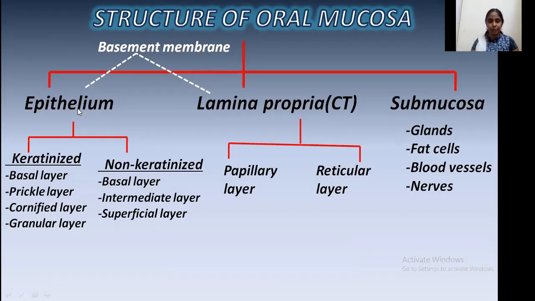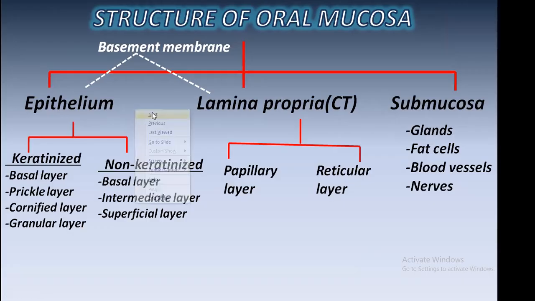Now, the structure of the oral mucosa can be divided into epithelium, lamina propria or the connective tissue, and the submucosa. Between the epithelium and the lamina propria, you have something called the basement membrane. The epithelium can be keratinized or non-keratinized. The lamina propria has two layers, papillary and reticular, and the submucosa has glands, fat cells, blood vessels, and nerve fibers. We will see about structure in brief.